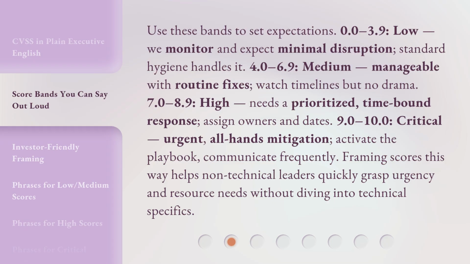7.0 to 8.9. High. Needs a prioritized, time-bound response. Assign owners and dates. 9.0 to 10.0. Critical, urgent. All hands mitigation. Activate the playbook. Communicate frequently. Framing scores this way helps non-technical leaders quickly grasp urgency and resource needs without diving into technical specifics.